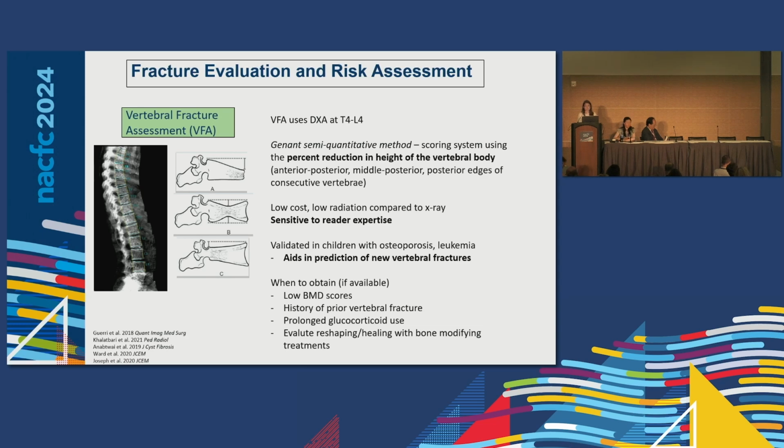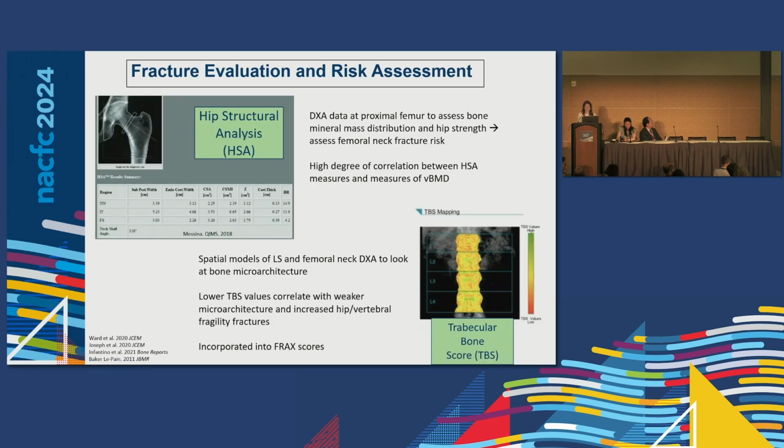It's low cost, it's low radiation compared to a traditional x-ray that you might get to look for vertebral fracture, but it's very sensitive to reader expertise. This tool has been validated in children with osteoporosis and leukemia. It's been shown to aid in prediction of new vertebral fractures in a 5-year period. And so if it's available at your institution, you might obtain it if somebody's having lower bone mineral density scores, if they've had a prior vertebral fracture, if they've had prolonged steroid use, or if you're looking at healing and remodeling after a treatment with bone modifying drugs.